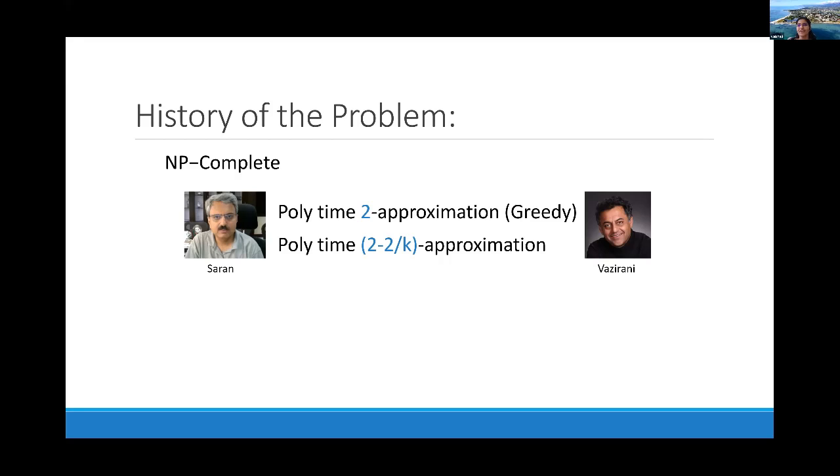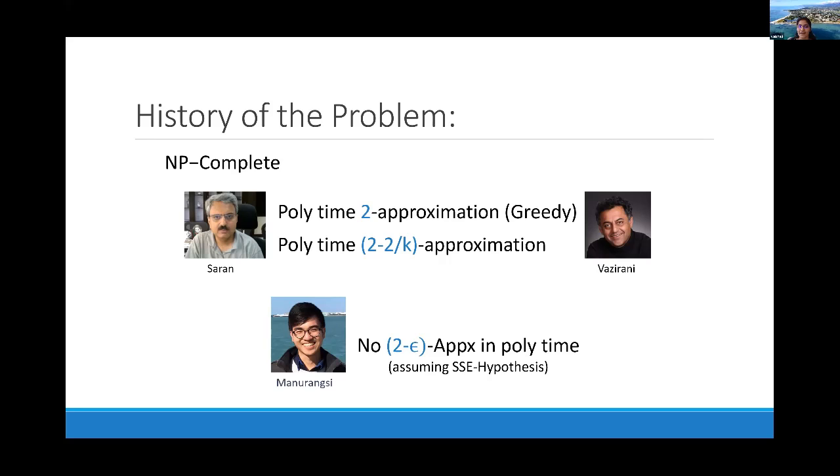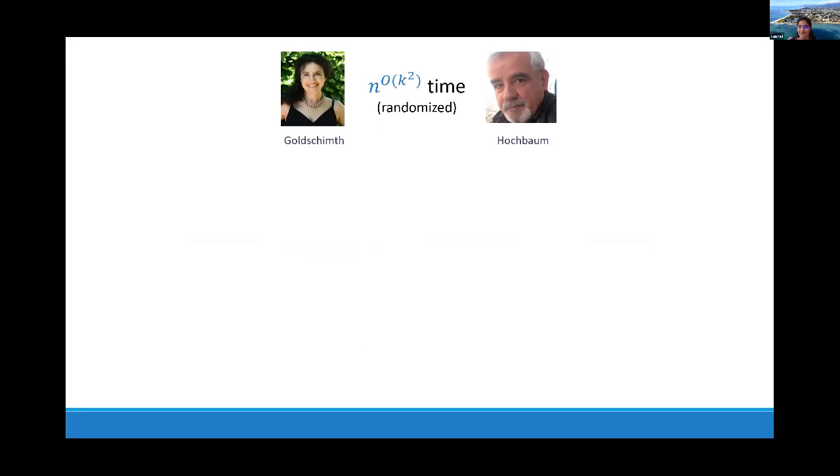We can ask, okay, can we improve this approximation ratio of 2? But then it turns out the answer is no. And Manurangsi proved a few years back that there is no 2 minus epsilon approximation in polynomial time, assuming the small set expansion hypothesis.